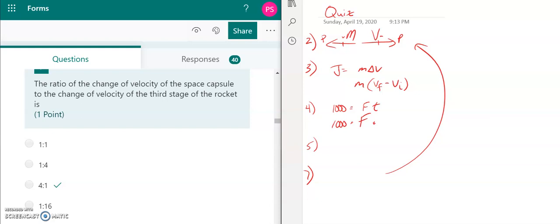So what's the ratio of the masses of these 2 pieces? Well, it's 1 to 4, or 4 to 1. So the slower piece is going to be the heavier one. It says here, ratio of the space capsule, which is the lighter piece, it's going to have 4 times the velocity of the heavier 3rd stage of the rocket. So 4 to 1 is your answer.